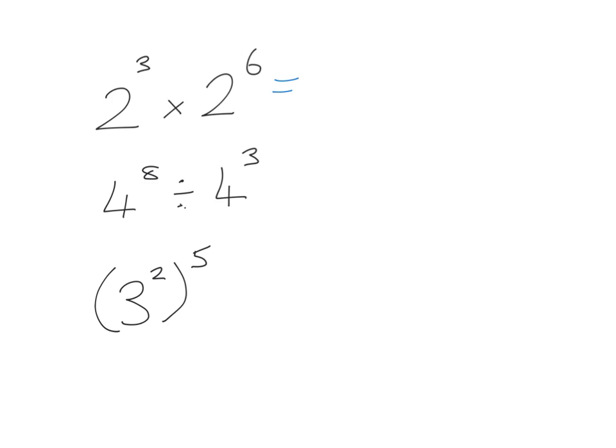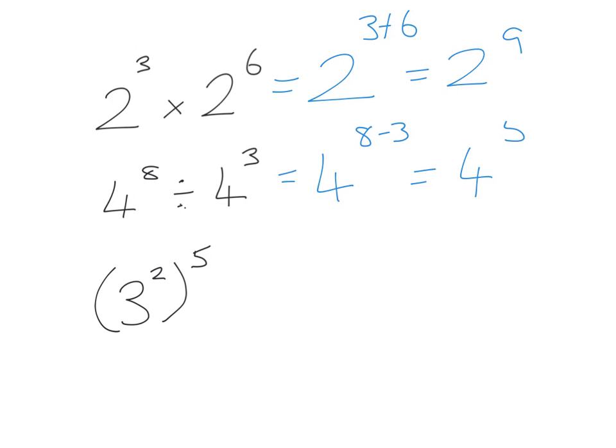2 to the power of 3 times 2 to the power of 6 is 2 to the power of 3 plus 6, 2 to the power of 9. 4 to the power of 8 divided by 4 to the power of 3 is 4 to the power of 8 minus 3, 4 to the power of 5. 3 to the power of 2, all to the power of 5, is 3 to the power of 2 times 5, 3 to the power of 10.